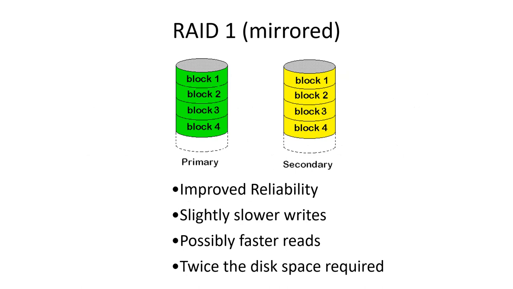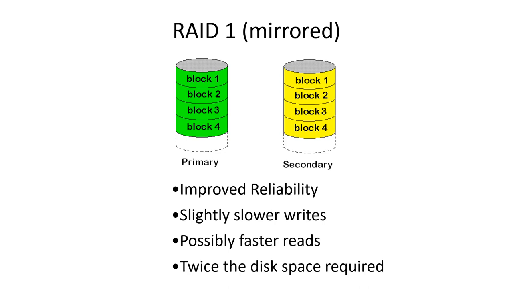Typically, when one of these things fails, all sorts of alarms go off. The technicians run over, there's a blinking light, this thing has failed. They pull that one out, put another one in, and the system will then start copying the data from the good disk to the new disk. And after a while, you'll have two copies of the data and you're back up and running.